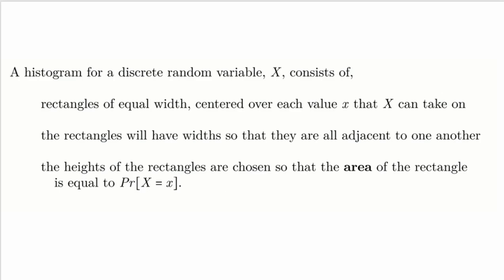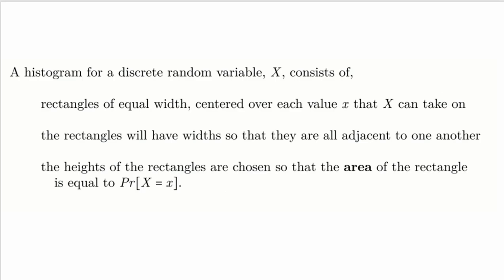Okay? So what is a histogram? Here's the definition. A histogram for a discrete random variable X, capital X, consists of rectangles of equal width centered over each value little x that capital X can take on. The rectangles will have widths so that they are all adjacent to one another. The heights of the rectangles are chosen so that the area of the rectangle is equal to the probability. Oh my God, right? Let's break this down. It's easier than it looks.